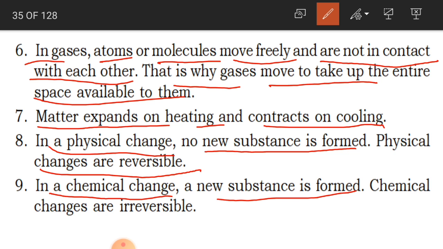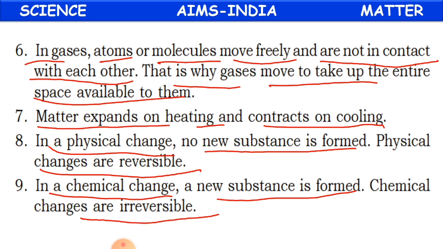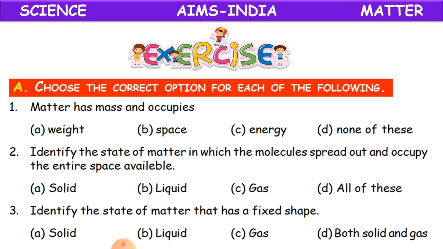For example, as I said, if you had paper with you and you burn the paper, it is burned and you are left with the ash only. But you cannot get the paper again. The paper is burnt and it is gone, so you cannot get back the paper. So that is the change here, it is irreversible. Clear children? So we will be having some exercises after the lesson.